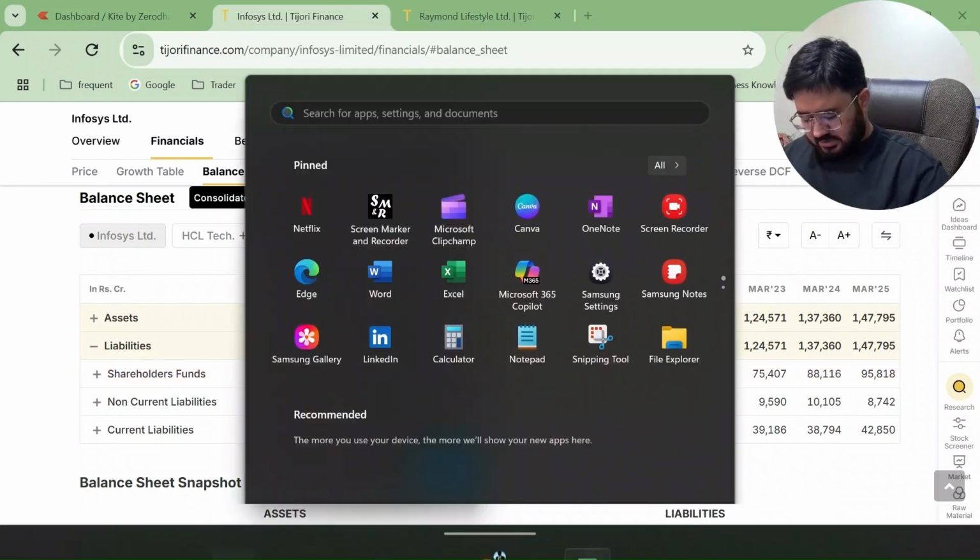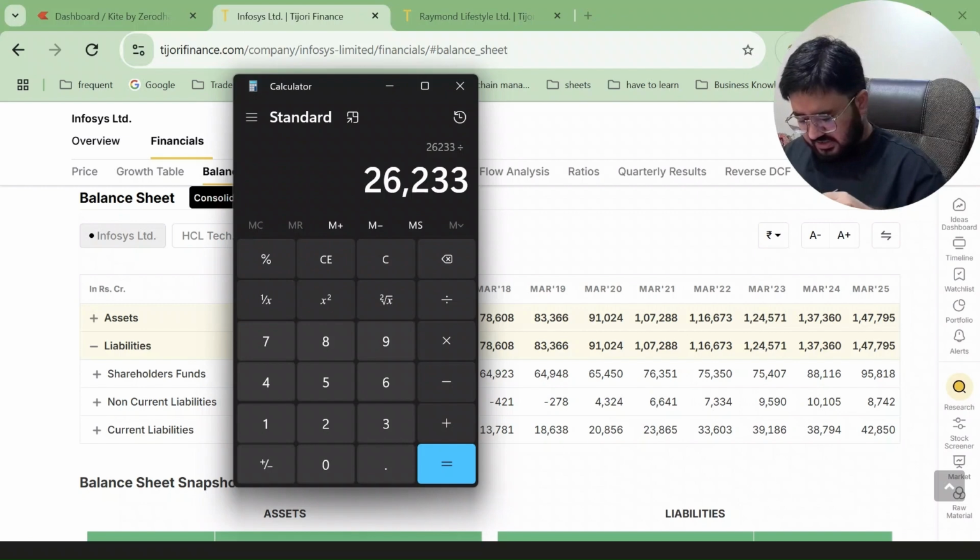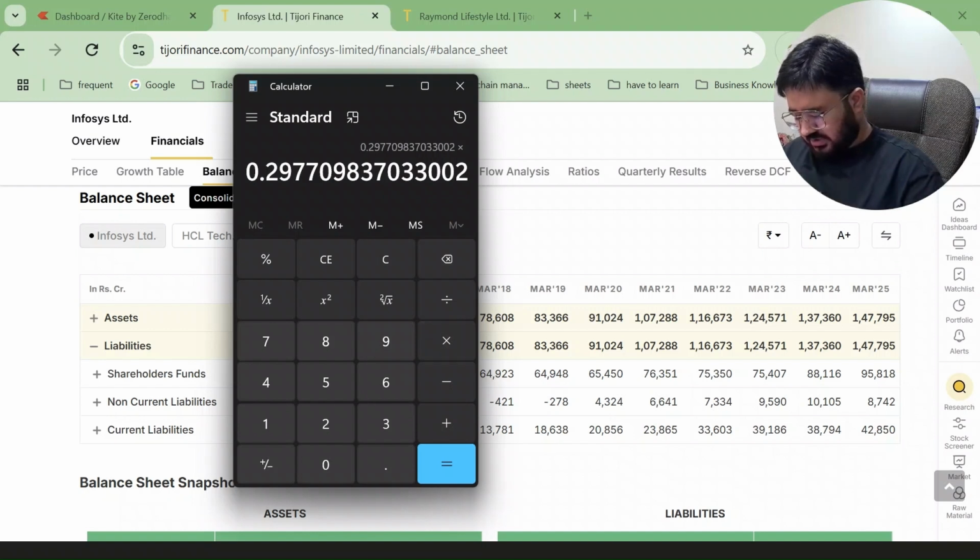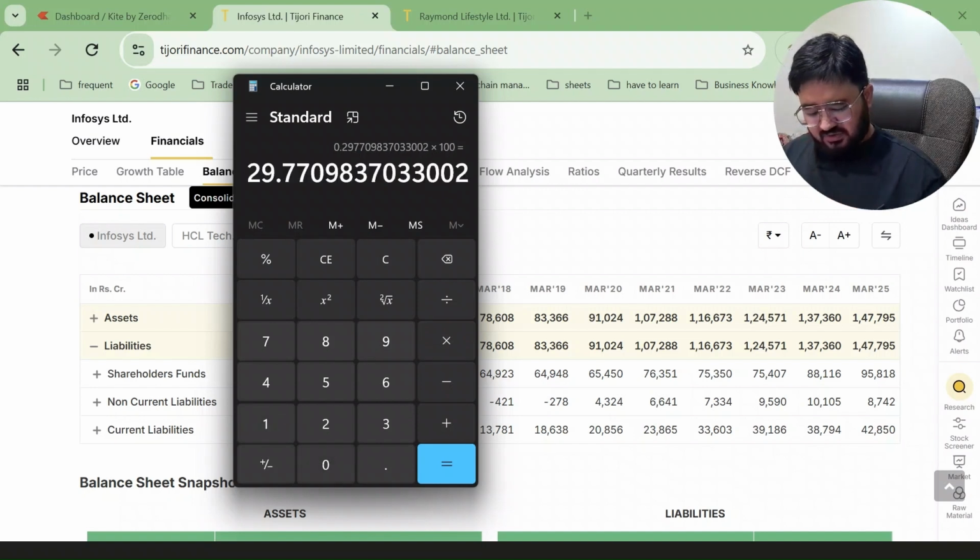So let's again go to the calculator. It's divided by 88,116, which comes out to be 0.29. It is 29.77%. To get a percent, just multiply it by 100. 29.77 is what we have calculated for March 2024.